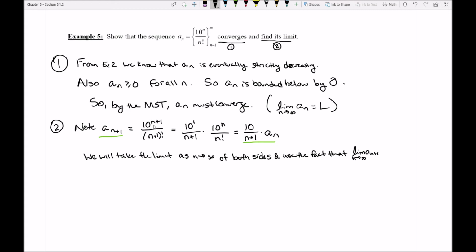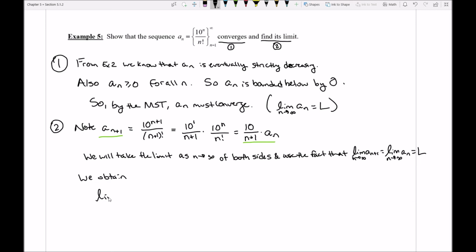If n's going off to infinity, then this power is getting really big really fast, and the n factorial is getting really big really fast, and this is just one step ahead every time. So these pieces here are actually going to have the exact same limit. And I already know that that is the limit L. I don't know quite what that number is, but I know it exists. So let's see what happens when we do this.